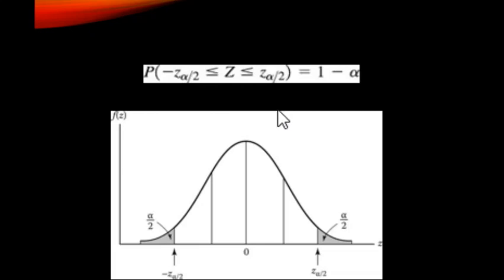So here is how we can start. The area in the middle, let's call it 1 minus alpha. The area outside this is alpha, and because of symmetry, on each side we have alpha over 2. So this is 1 minus alpha, alpha over 2, alpha over 2. The total is still 1. So the probability of Z between negative Z alpha over 2 and positive Z alpha over 2 is 1 minus alpha. That's our starting point. And this alpha value can vary.